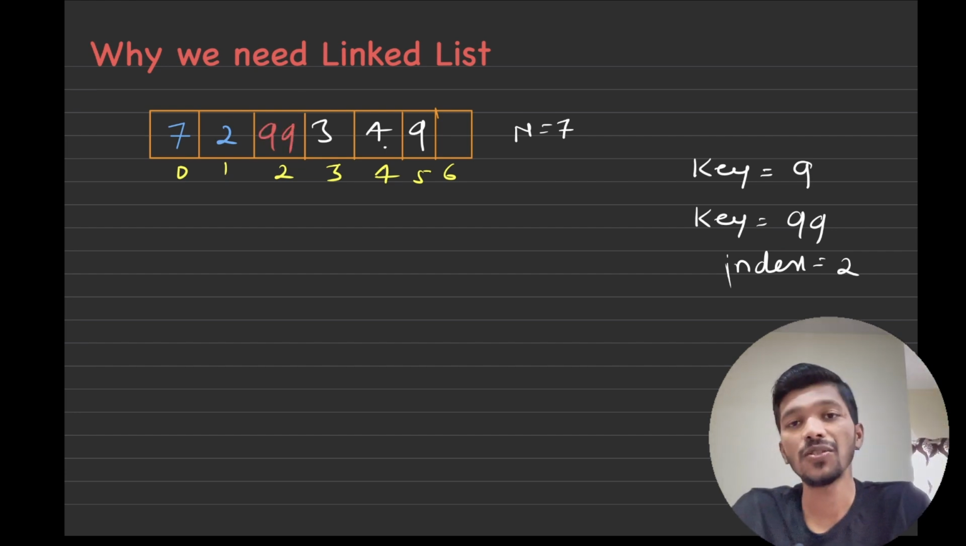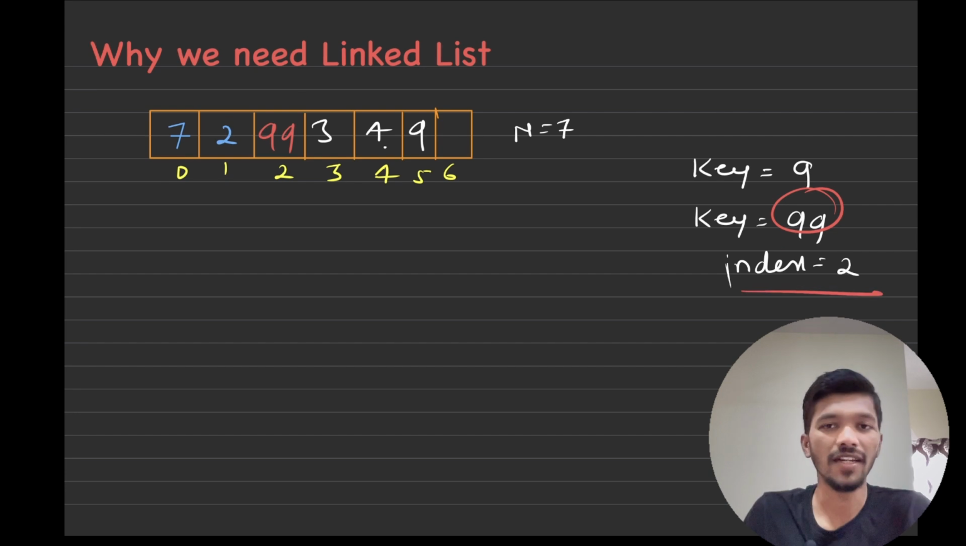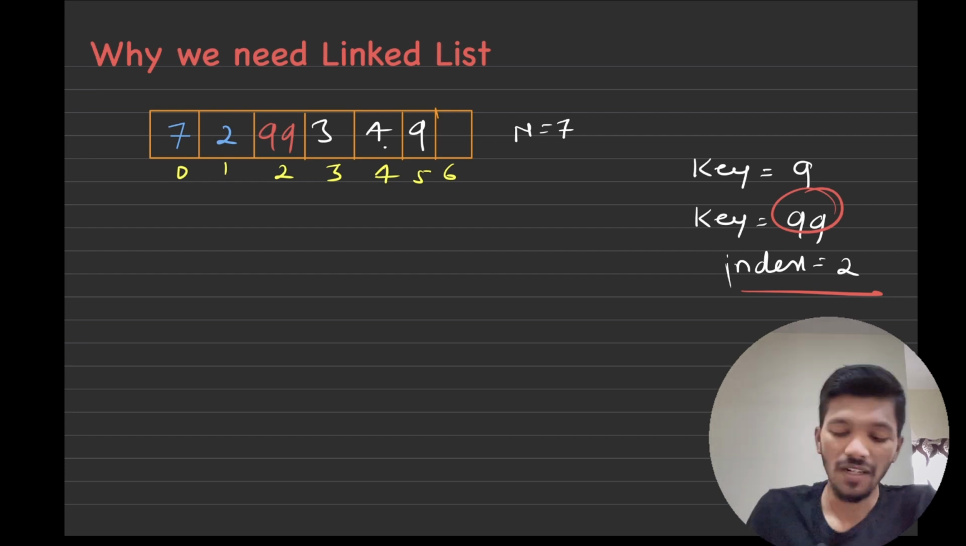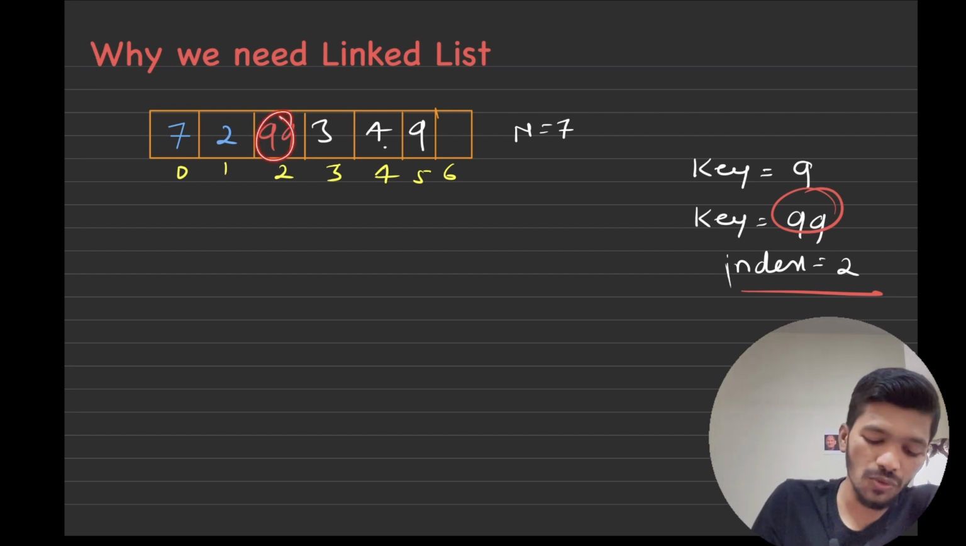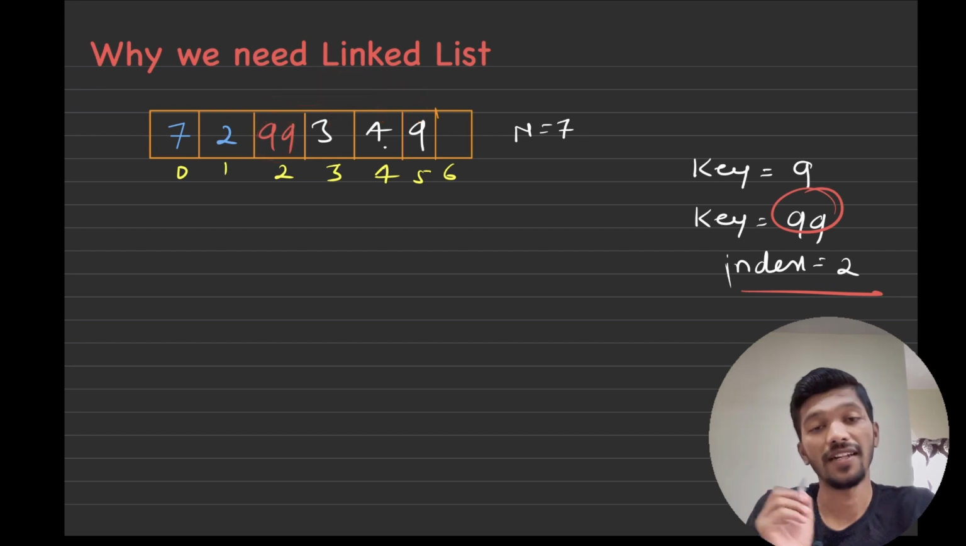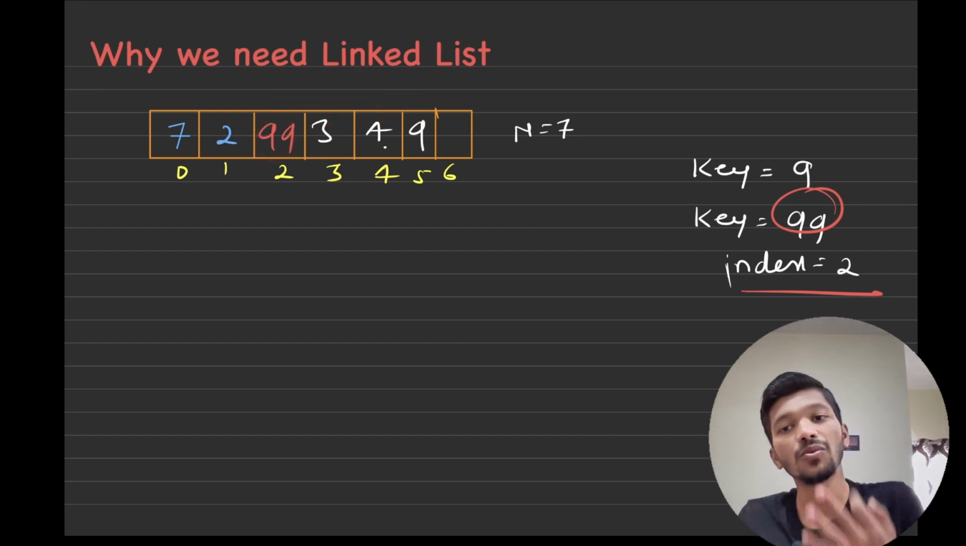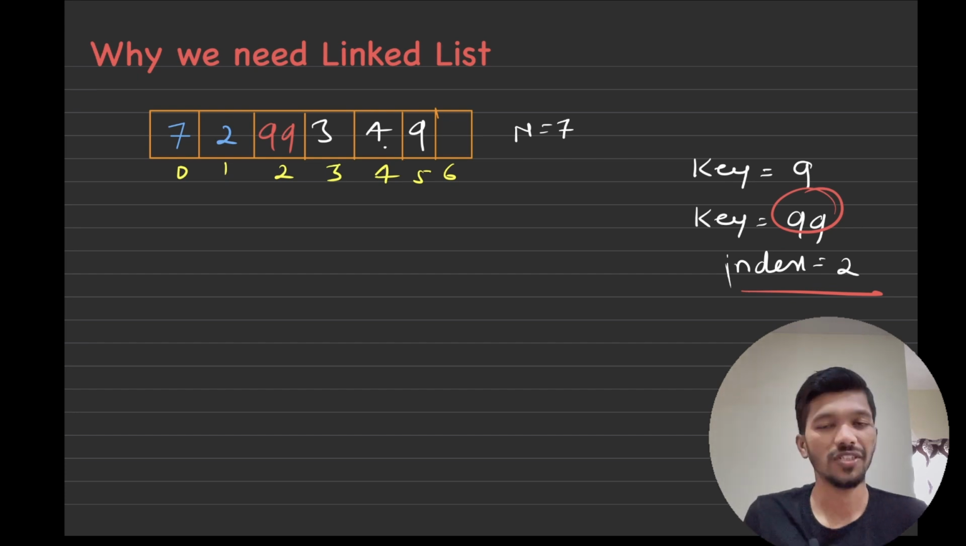So see, just to insert the element 99 at a given index, we need to perform three operations. First, check whether my array contains space for it or not. Second, move all the elements from index 2 to the right side by one position. And third, go and insert that element. So we need to perform three operations to insert one element. So this is a lot costlier, right?